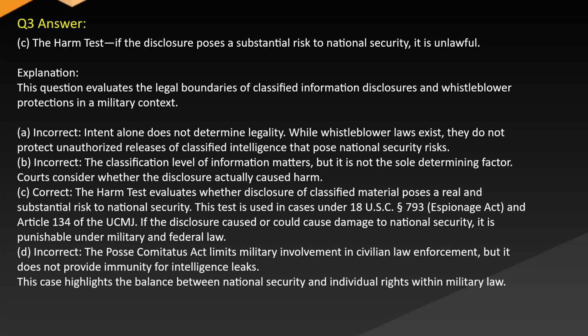D. Incorrect. The Posse Comitatus Act limits military involvement in civilian law enforcement, but it does not provide immunity for intelligence leaks. This case highlights the balance between national security and individual rights.